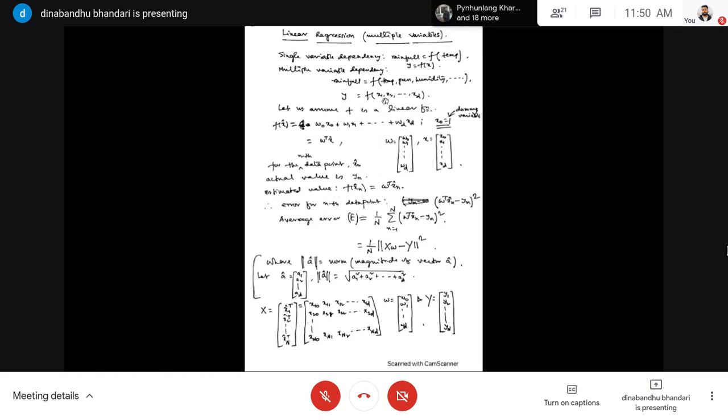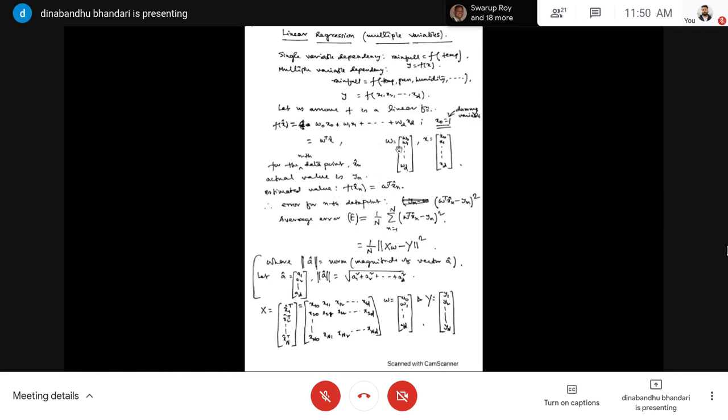Now, what is a linear function of d variables? There will be W0 x0, where x0 is a dummy variable, I have added 1 just to write it as a summation, plus W1 x1 plus up to Wd xd. This x0 is equal to 1, the dummy variable. So I can write this as a summation of Wi xi, i equal to 0 to d, and that is nothing but the vector form W transpose x.